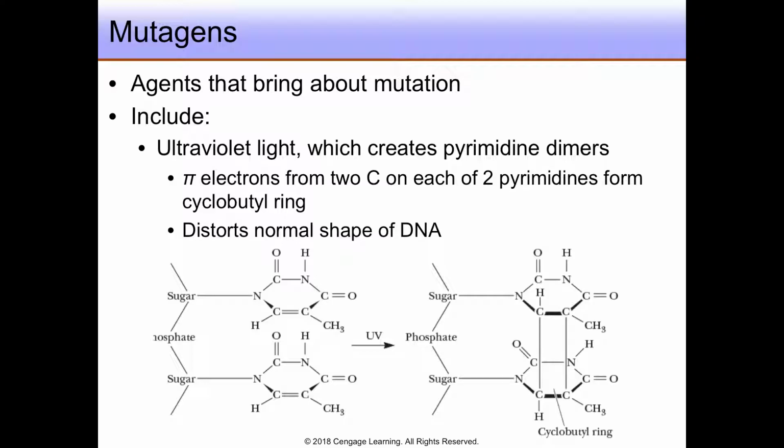One very common mutagen is ultraviolet light, which creates what are known as pyrimidine dimers, illustrated below. The light induces the formation of a cyclobutyl ring between the pi electrons from two carbons on adjacent pyrimidine residues. This structure distorts the DNA double helix.